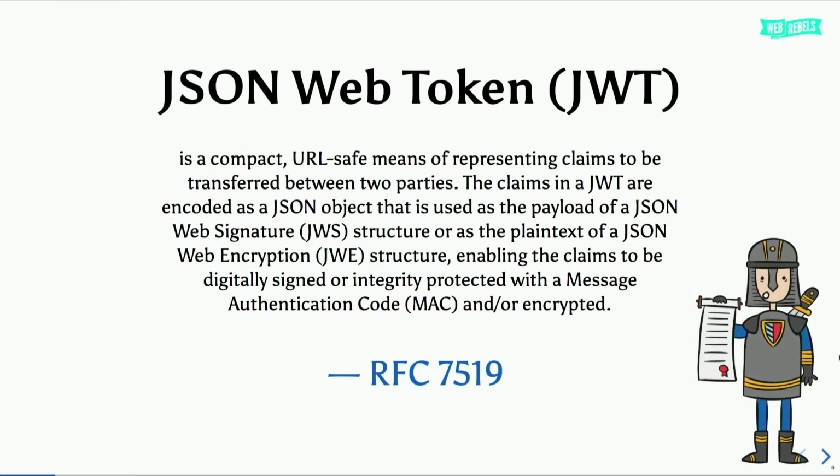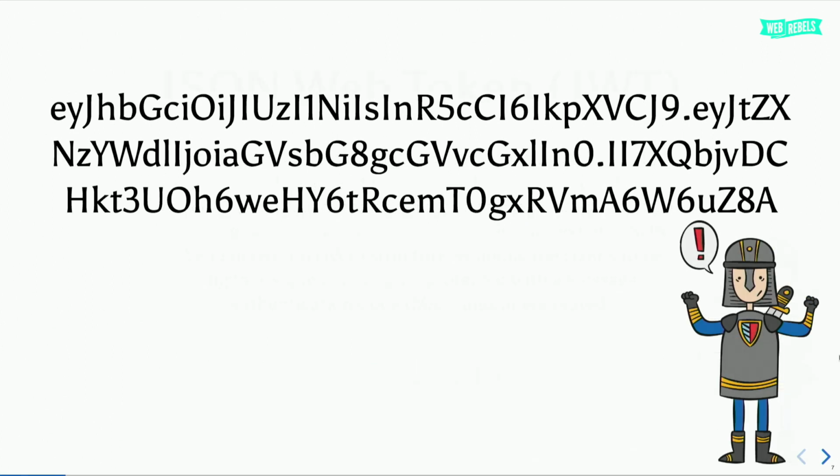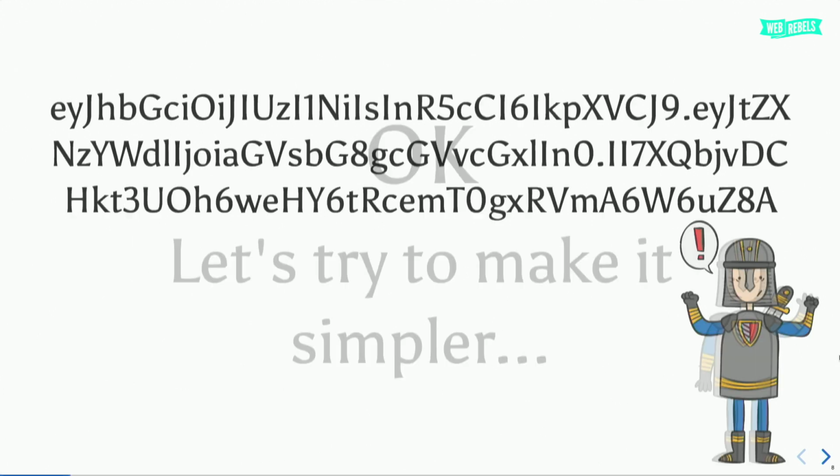Let's start with a very nice definition from the RFC of JWT. JSON Web Token is a compact URL-safe means of representing claims to be transferred between 2 parties. The claims in a JWT are encoded in JSON and so on. Right? Yeah, I guess this is a bit boring. Let's try another approach. Simpler, right? Well, yeah, maybe not.